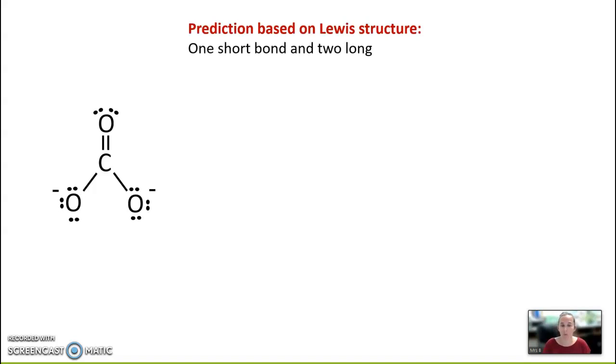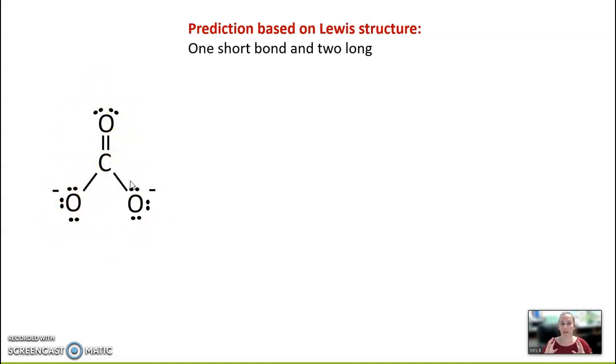We would expect it to have one short bond length and two long. The bond length refers to just how far apart these atoms end up being from each other in the structure. Single bonds are the longest, then double bonds are a little bit shorter, and triple bonds shorter still, because the atoms have to get closer and closer to share even more orbital space. So based on the Lewis structure we've drawn, we expect to see one short bond and two longer.